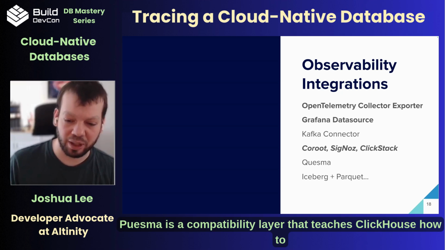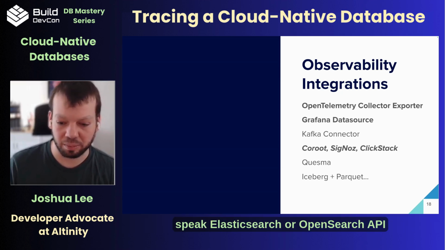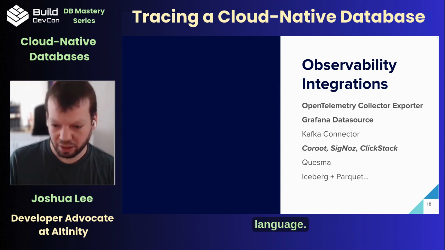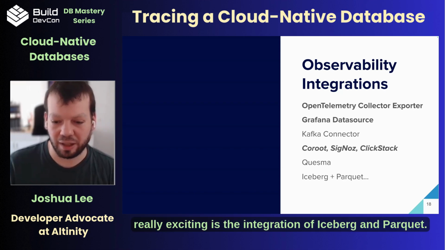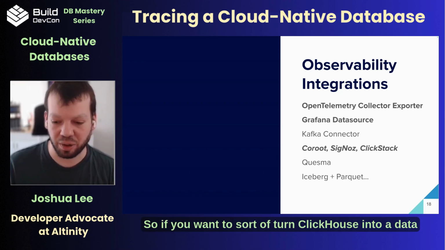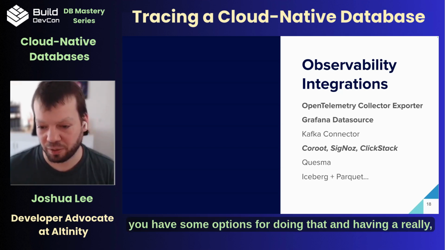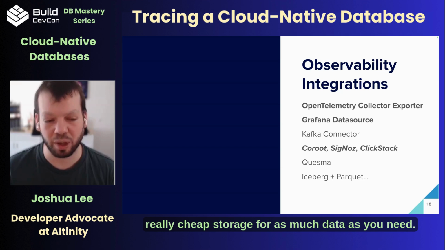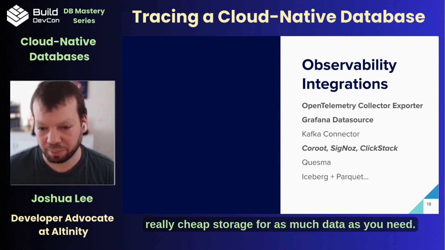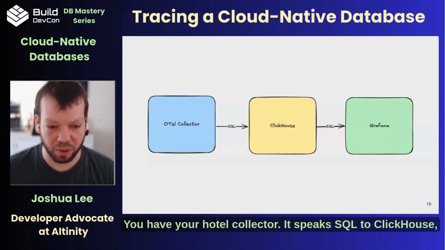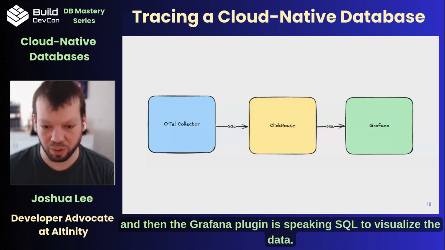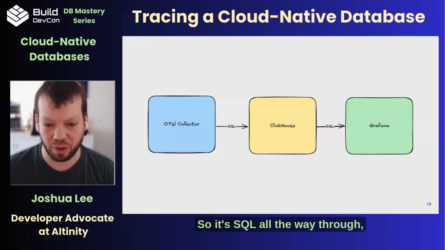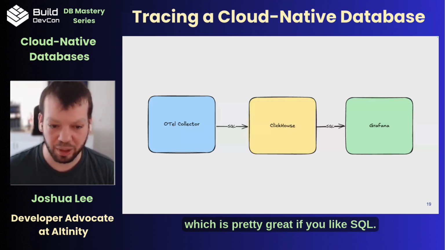Plasma is a compatibility layer that teaches ClickHouse how to speak Elasticsearch or OpenSearch API language. And then lastly, really exciting is the integration of Iceberg and Parquet. If you want to turn ClickHouse into a data lakehouse, you have some options for doing that and having really cheap storage for as much data as you need. Using it kind of looks like this. You have your OTel collector. It speaks SQL to ClickHouse, and then the Grafana plugin is speaking SQL to visualize the data. So it's SQL all the way through, which is pretty great if you like SQL.